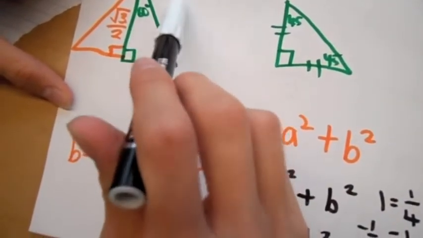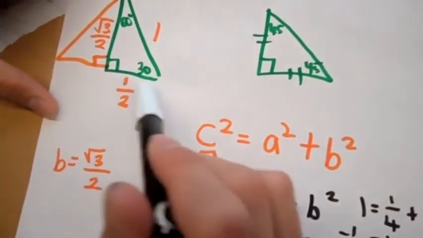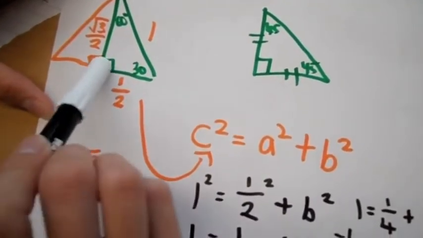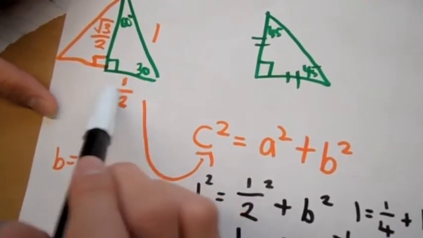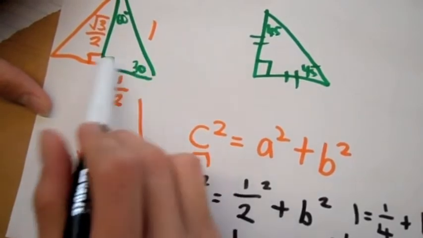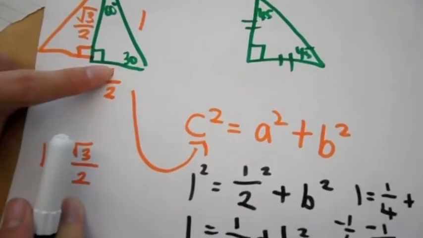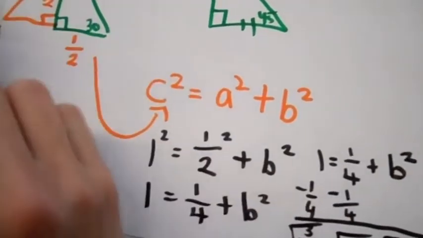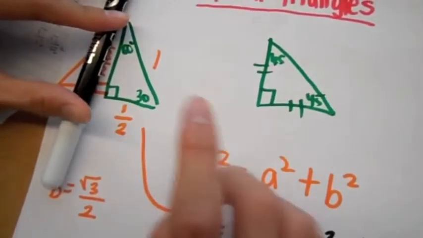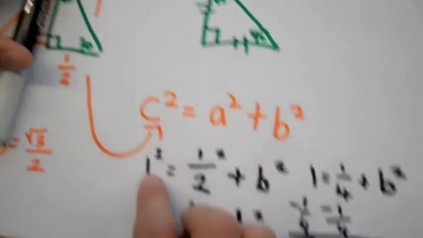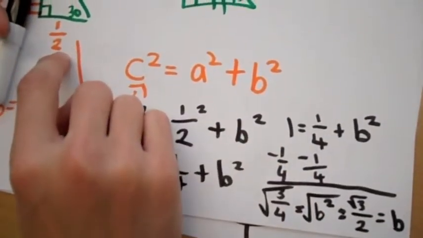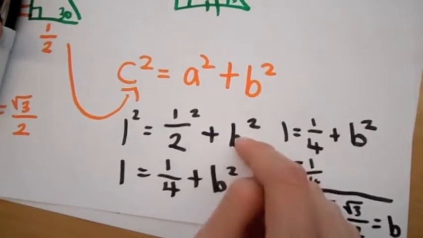If this is 1, all sides have to be 1. And if you cut it in half, what's 1 divided by 2? It'll be 1/2. So your answer's right here. Now use the Pythagorean theorem to find out the last side. Right here. So you plug in 1 for the hypotenuse C, equals A, 1/2 squared, plus B squared.